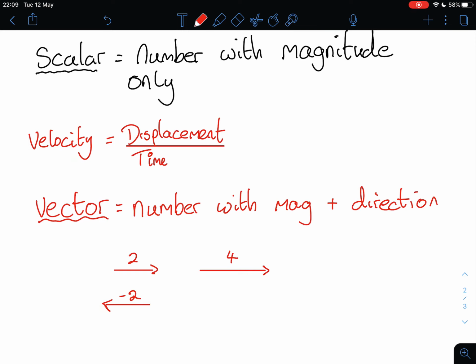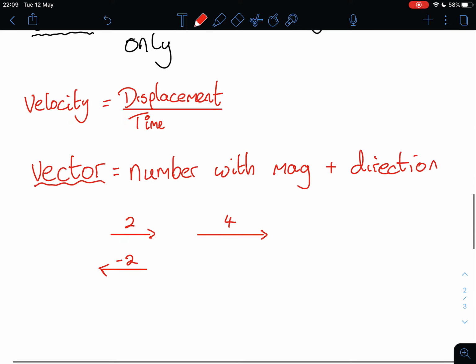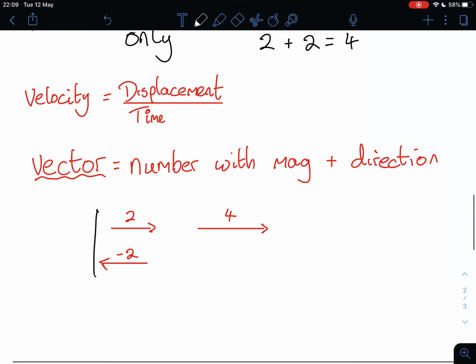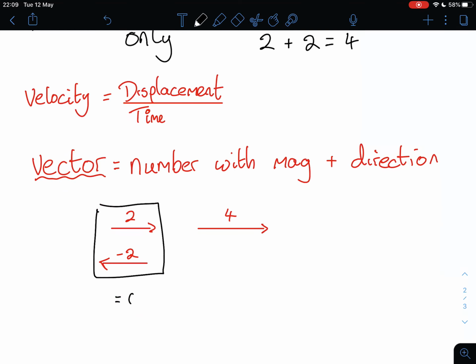And vectors are unusual in that if I had two scalars, 2 add 2, I get 4. Whereas if I was to add these two vectors together, I'd get 0. So vectors in this example are the displacement and the velocity.